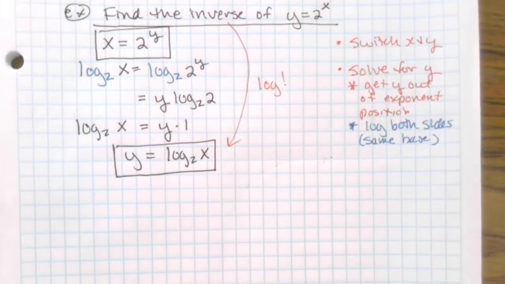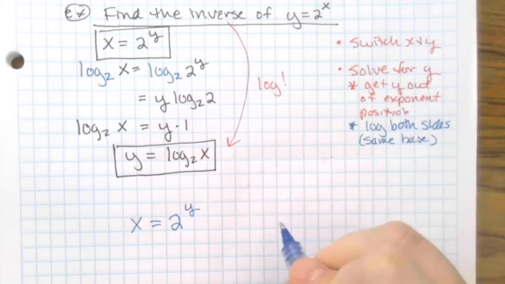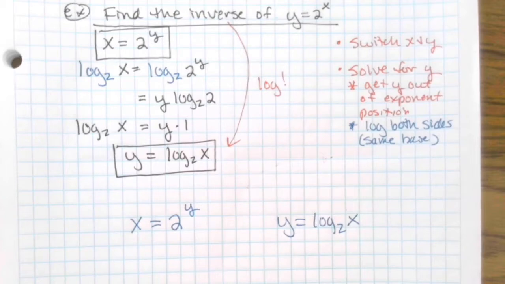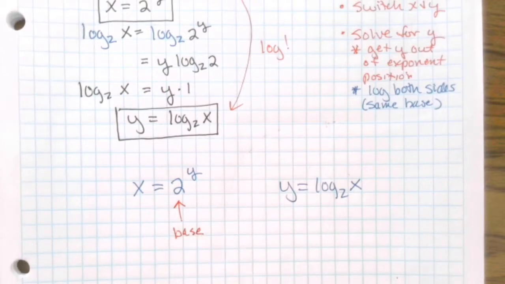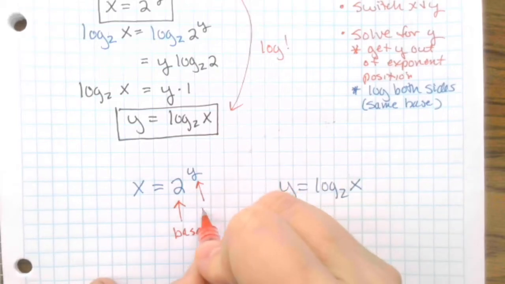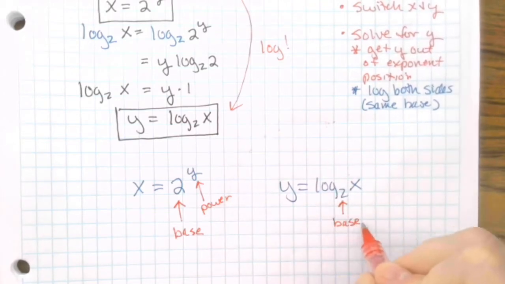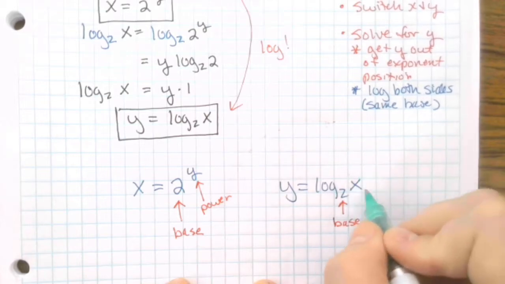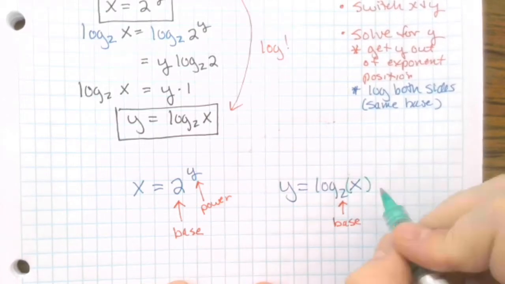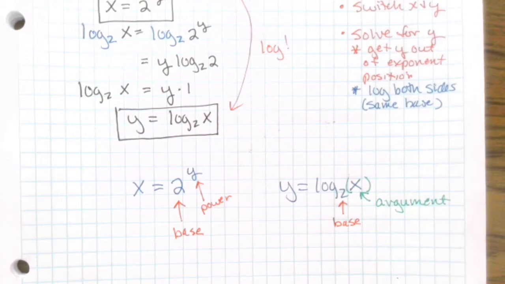Really quick, let's do some vocabulary. Again, you've got your exponent form, x equals 2 to the y, and then you have y equals log base 2 of x. In the left one, the 2 is the base, and y is the exponent, or the power. In log form, the subscript 2 is still the base, but we have a new term, which is the x. Anything inside the log is what we call the argument of the log. If it needs parentheses, it gets parentheses. So we have base, power, and argument. Just a little vocabulary there.